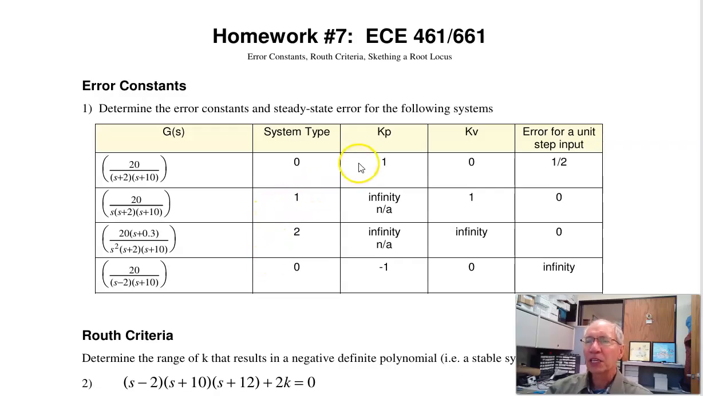The error constant Kp is the DC gain. Plug in s equals 0, and what do you get? And here I get the number 1. Here I get the number infinity, infinity squared, and minus 1.